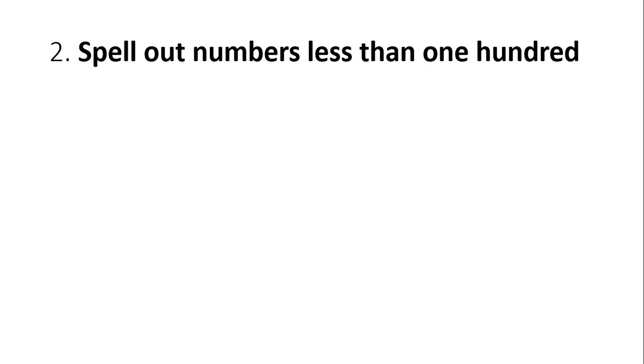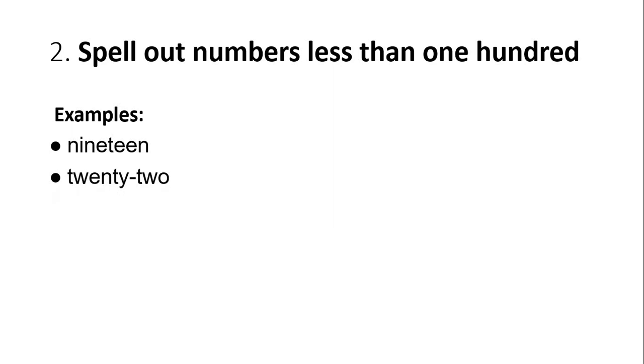Number 2, spell out numbers less than 100. So, if you are writing formal writing, dapat i-spell out nimo ang numbers less than 100. So, examples, 19, 22, 78, and 6. Pero kung molapas na 100, pwede naman siya isulat nga number sa imuhang sulat. Pero kung less than 100 na siya, then spell out nimo siya.